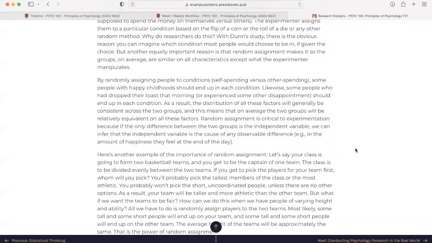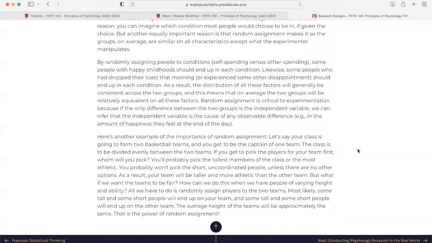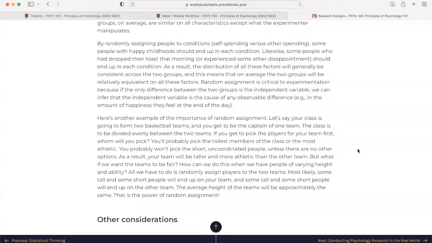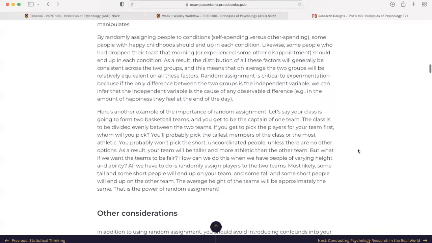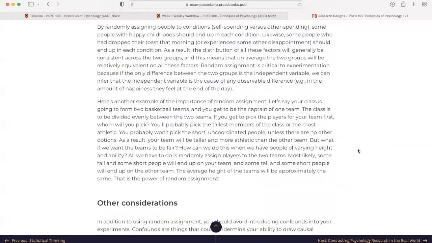Here's another example of the importance of random assignment. Let's say your class is going to form two basketball teams and you get to be the captain of one team. The class is to be divided evenly between two teams. If you get to pick the players for your team first, whom will you pick? You'll probably pick the tallest member of the class or the most athletic. You probably won't pick the short, uncoordinated people unless there are no other options. As a result, your team will be taller and more athletic than the other team.